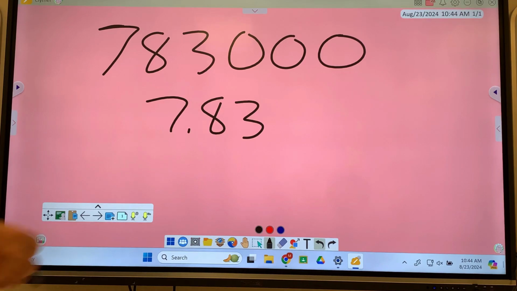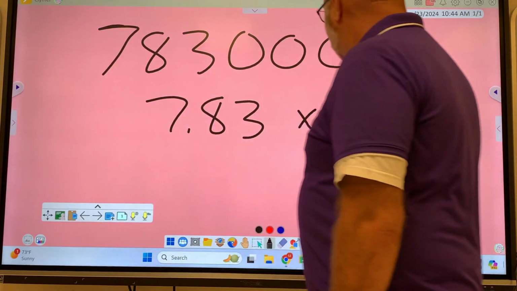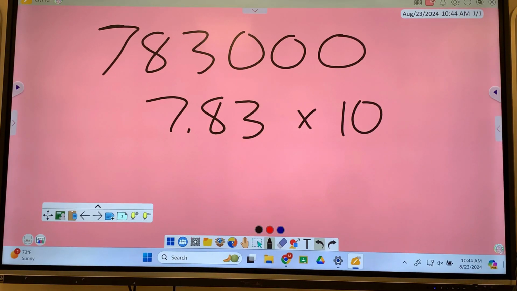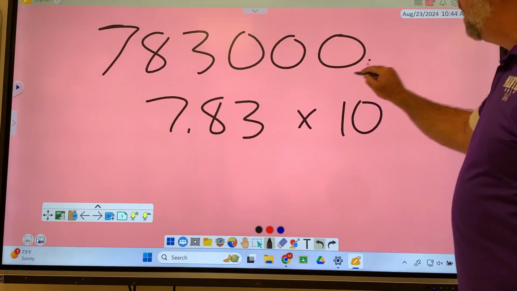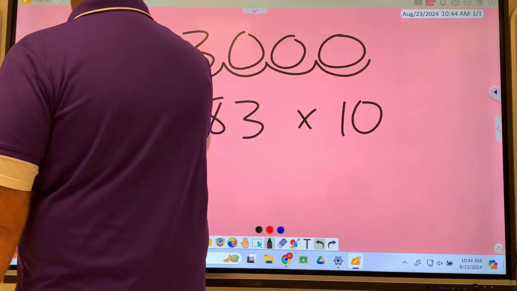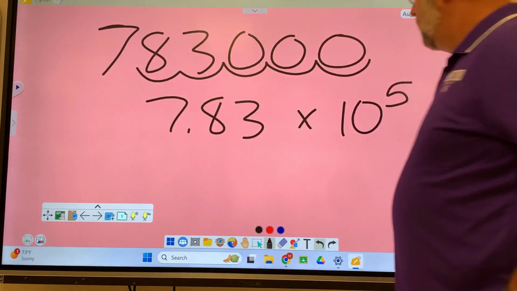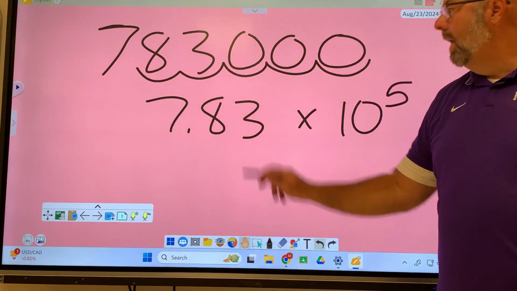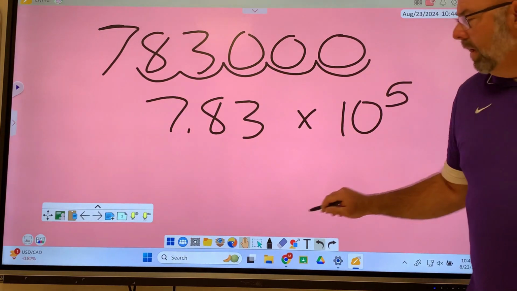And what's the last thing you have to do here? Times 10 to the what? How do we determine what number goes in that exponent for the 10? Yeah, how many times you move the decimal? It's super easy, right? So the decimal started here. 1, 2, 3, 4, 5. It is a big number, so that exponent is positive. And poof, we have scientific notation. Sig figs is right. 3 and 3. We are good to go.